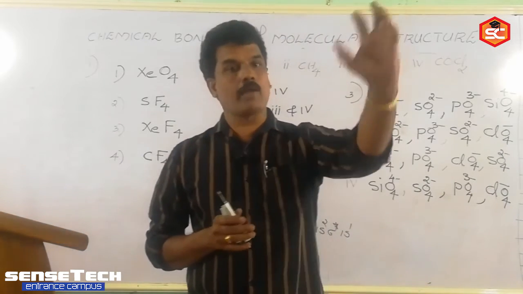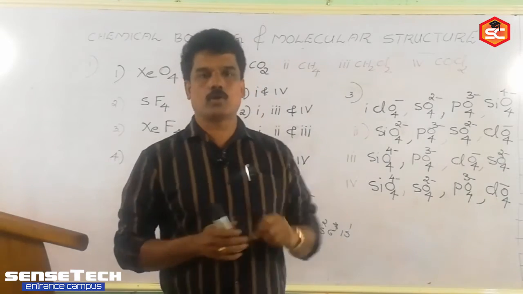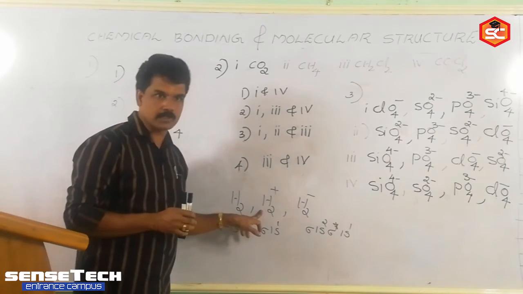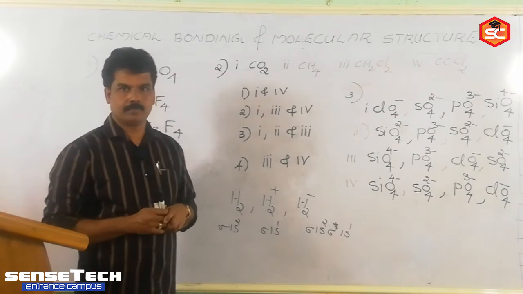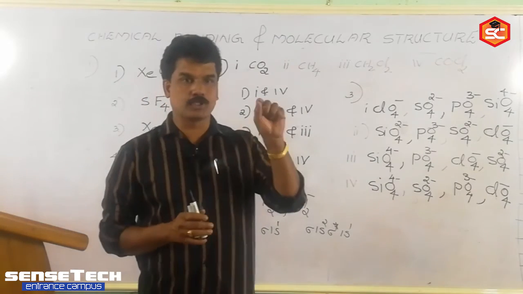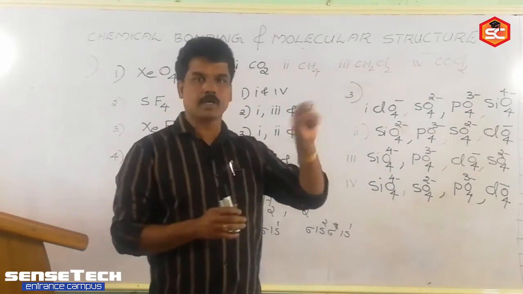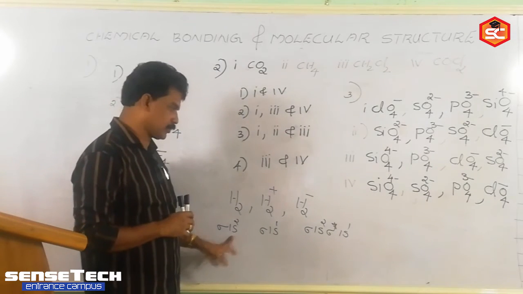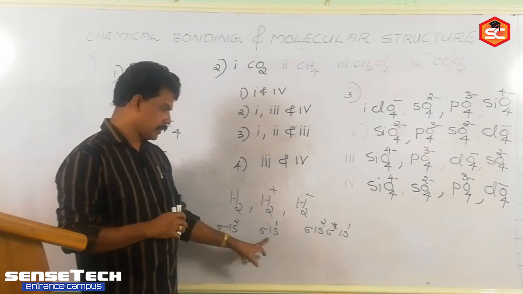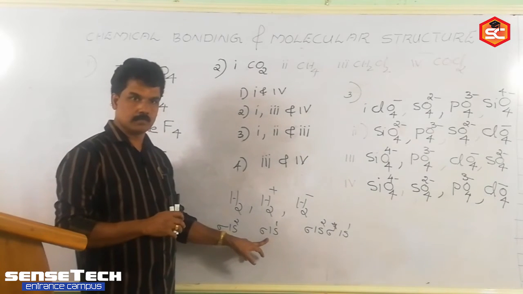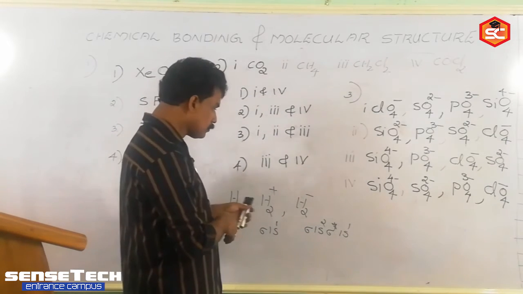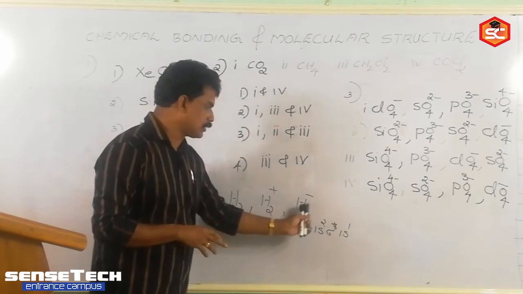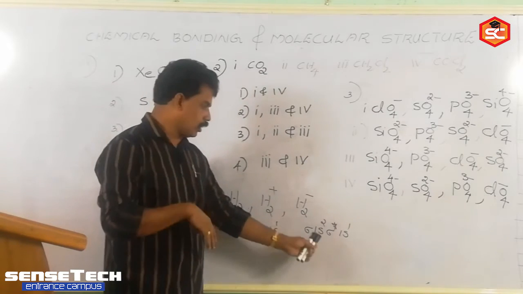Suppose in the case of some ionic species, we get the same bond order value. We can take an example: He2, He2 plus, He2 minus. Let's calculate the bond order. He2, what is the number of electrons? 2, so sigma 1s2. He2 plus is sigma 1s1: of the 2 electrons, 1 electron is lost, so only 1 electron remains. And He2 minus gains 1 more electron, so 3 electrons.